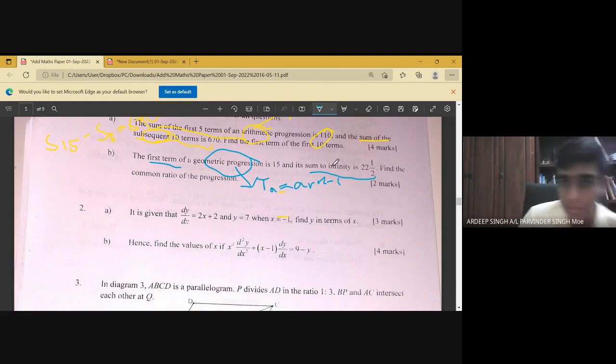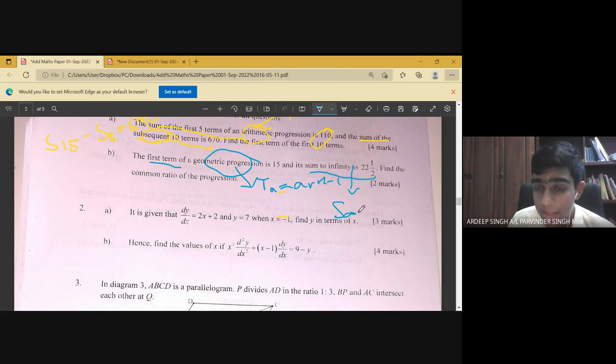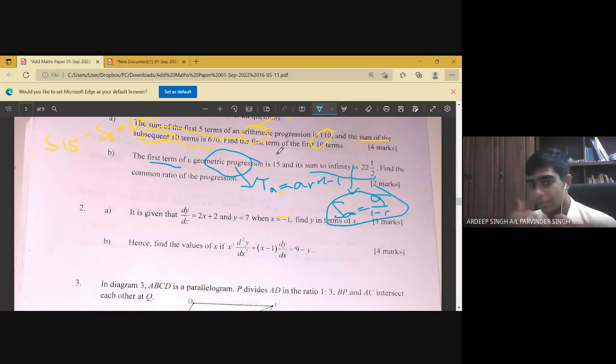Okay, now the sum to infinity, like Bhuvan said, is a over 1 minus r only, because this is the only formula in the reference book you must focus on, because the other formula, r minus 1, is a negative version of a over 1 minus r. As you know, there's inversion and all those. So now when you see the sum to infinity is 22 1/2, what Bhuvan is going to explain after this is something very different, and the way I'm going to tell you is very different. Now you must focus when they say the first term of the geometric progression is 15.